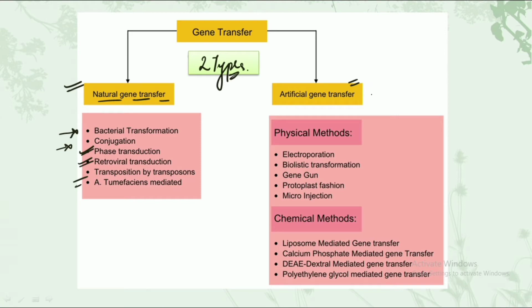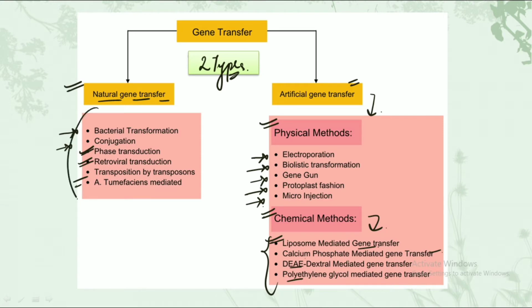And when we look at artificial gene transfer, it could either be via physical methods or chemical methods. With the physical methods, we could use electroporation, biolistic transformation, gene gun, protoplast fusion, and microinjection. And with the chemical methods, we could use either liposome mediated gene transfer or calcium phosphate mediated gene transfer. We need not go into the depth of these methods. I'll try to simplify them in the best way possible.